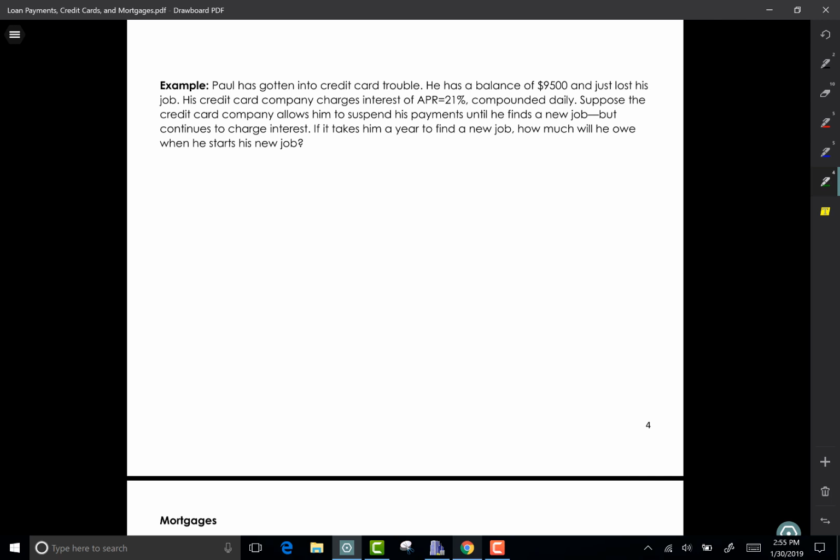Okay, next example. Paul has gotten into credit card trouble. He has a balance of $9,500 and just lost his job. His credit card company charges interest 21%, compounded daily. So that means we haven't really talked about this yet. If it's compounded daily, then N is going to be 365.